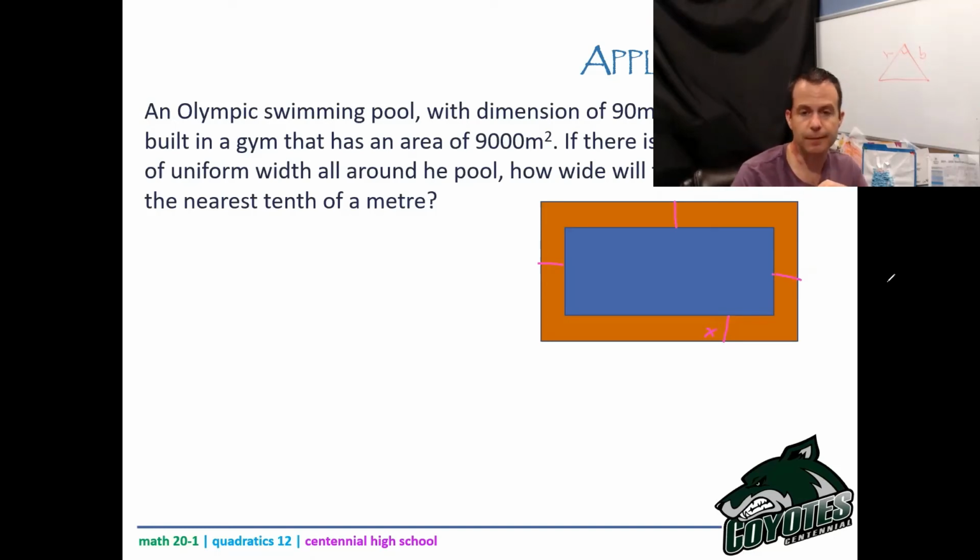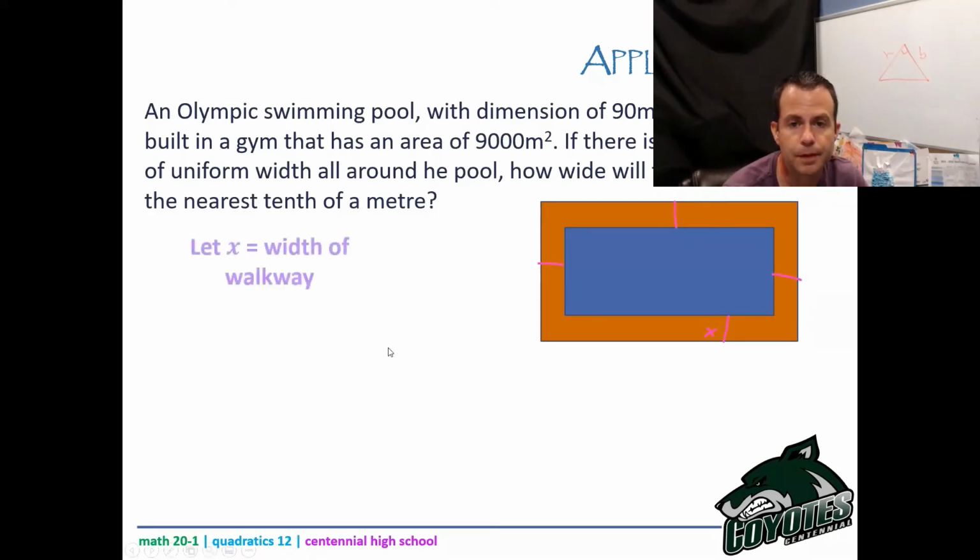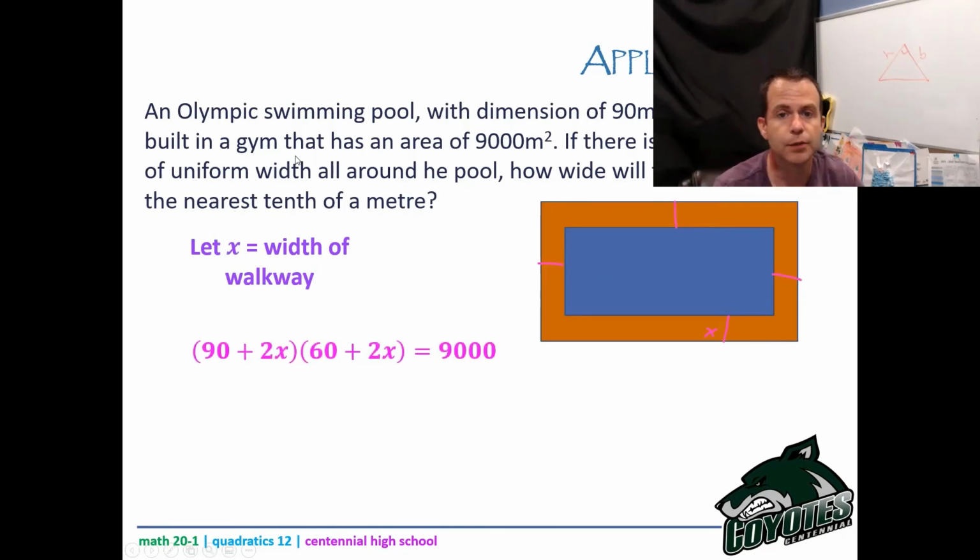Okay, so I'm going to define my variables now. I'm going to say x is the width of the sidewalk, or the walkway. And now I need to come up with an equation. Well, I know that the pool was 90 by 60, so the width of this whole thing would be the 90 plus the sidewalk on this side and the sidewalk on this side. So that would actually be 90 plus 2x. And same thing for the other dimension, it would be 60 plus 2x. You've got a sidewalk on this side plus a sidewalk on this side, okay? So my equation becomes (90 plus 2x) times (60 plus 2x) equals 9,000.